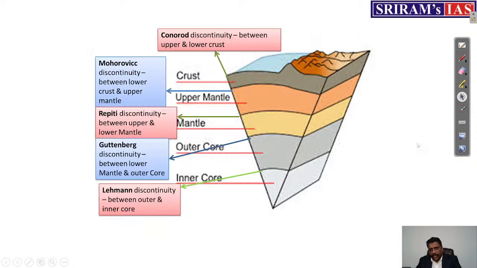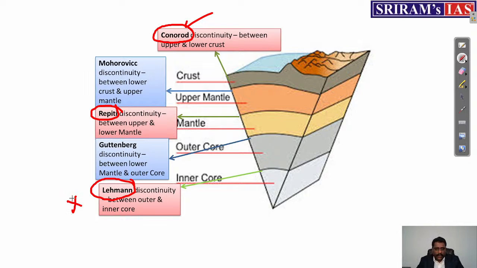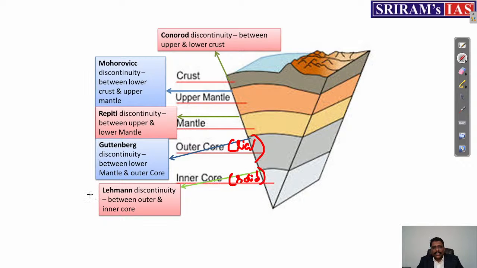Among them, we do have minor discontinuities, my dear friends. Within the crust, we have a discontinuity called Conrad. Within the mantle, we have a discontinuity called Repetti. And within the core, we have a discontinuity called Lehmann's discontinuity. My intuition says that Lehmann's discontinuity this year may be slightly important, because what separates the outer liquid core and inner solid core is this discontinuity called Lehmann's discontinuity.